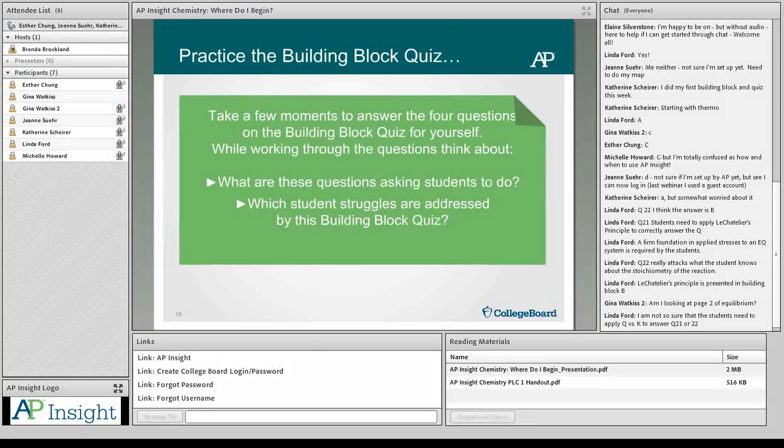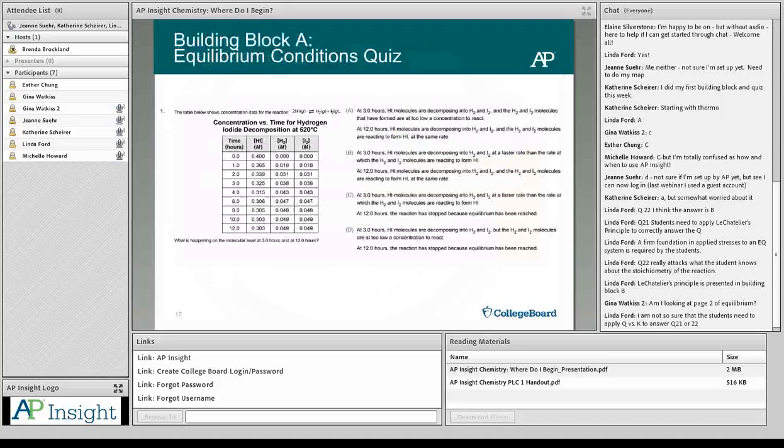Would that be under the Assess tab? Yes, it would be under Assess. And under Assess, if you scroll down, the View Assigned Building Block Quiz. Okay, thank you. And this is why if you can download the presentation, it'll be a little easier because that is a really tiny font.